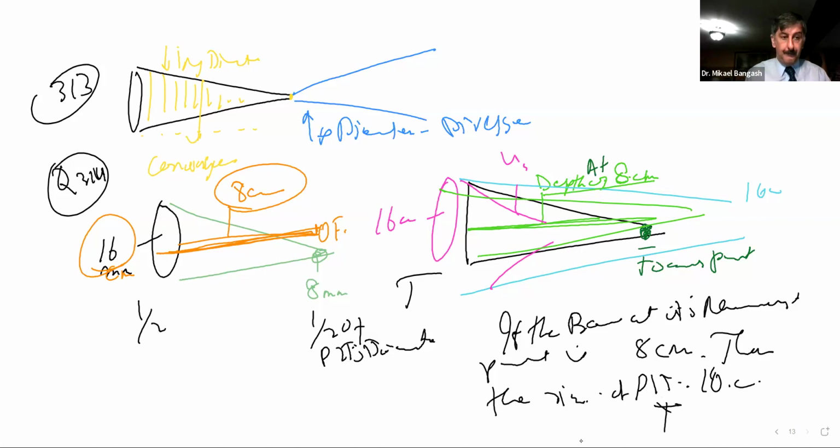Clear? Okay. But what they did here was, they say at a depth of 8 centimeters, is that the depth at which the beam reaches its narrowest point? Does that necessarily mean that the PCT has to be 16 centimeters? No.